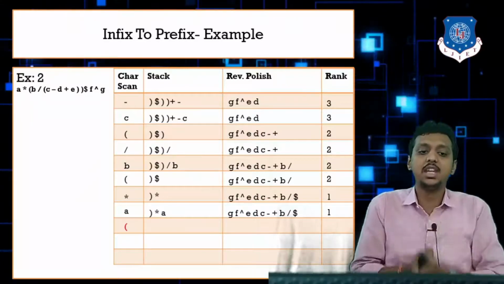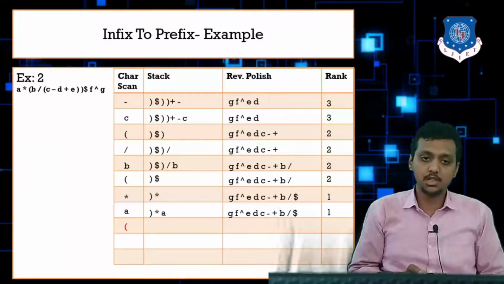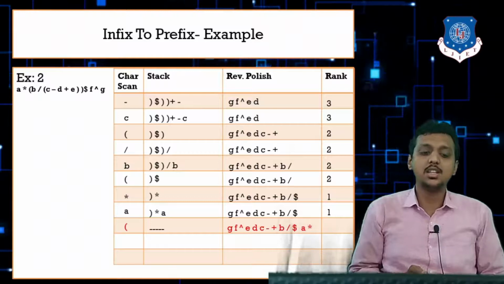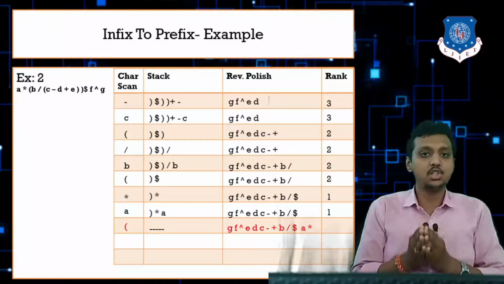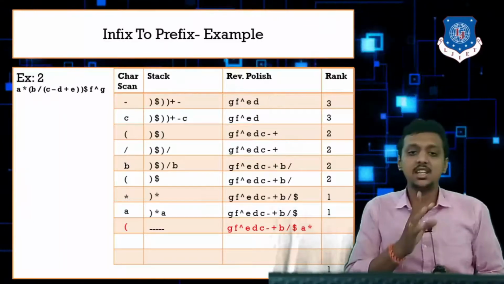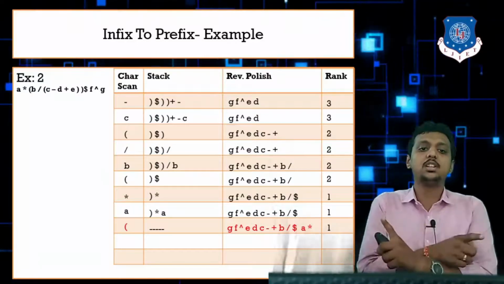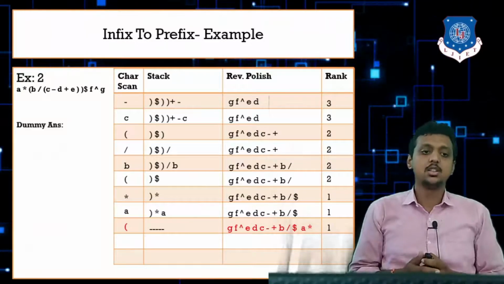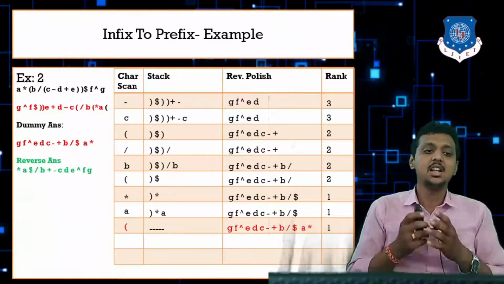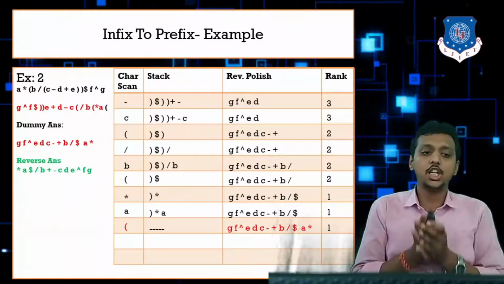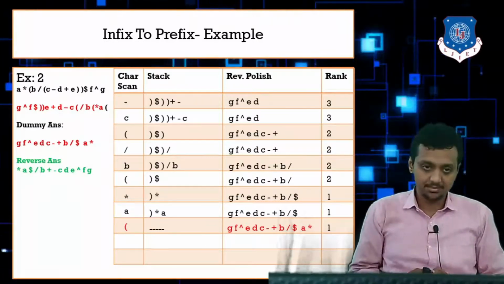What we have is A and star. A and star will be popped out and appended to the reverse polish. So this is your final answer: GF caret EDC minus plus B division dollar A star, rank is 1. So our answer is correct. Now we just need to reverse the whole string. This is my dummy answer, and after reversing the whole string we get star A dollar division B plus minus CDE caret FG.